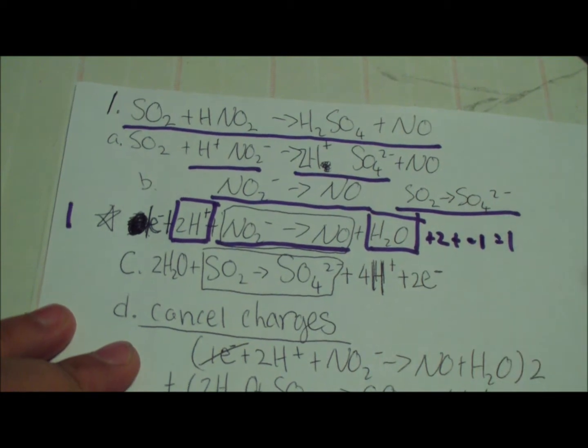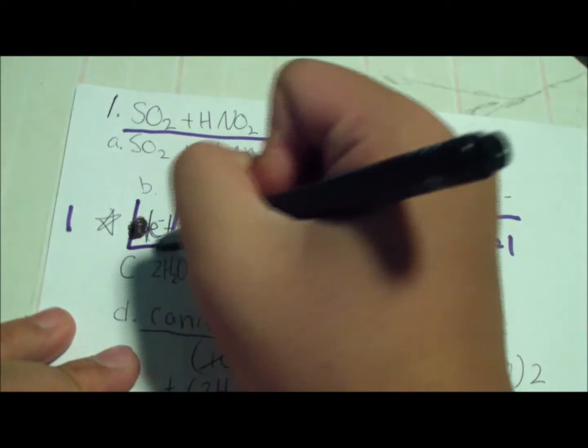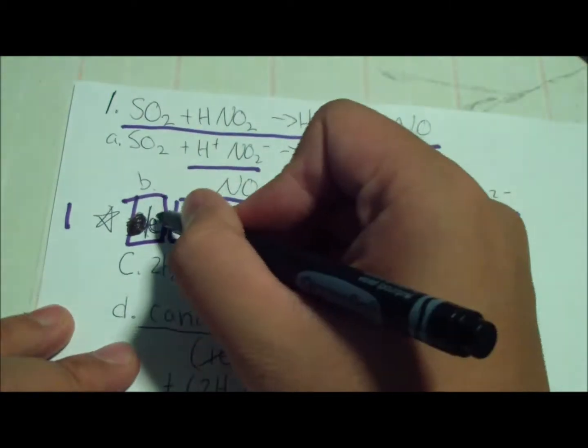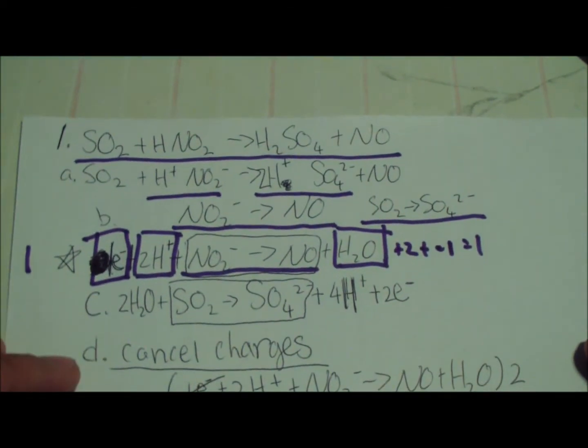And we always add electron to the more positive side, so the reactant will be more positive. That's why I have plus 1 electron right here. E stands for electron, and you see the negative sign right there? Okay, now you've balanced one half reaction already. You move on to the next one.